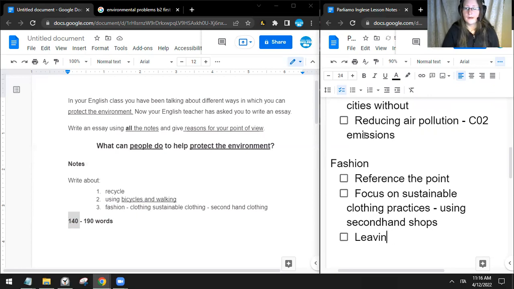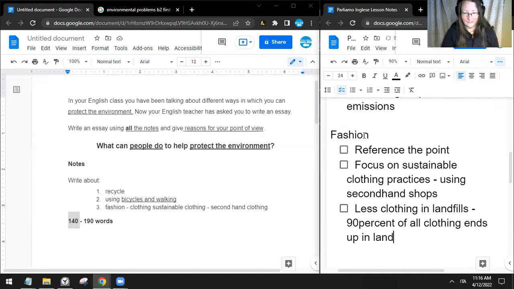And the direct consequence of that is going to be leaving less clothing in landfills, because I think it's something like 90% of all clothing ends up in landfills, and a really small percentage of that ends up getting recycled. So it's really important for us to find alternative ways to either fix or give our clothing away or donate it so that other people can buy it and purchase it, and focus on sustainable clothing practices.